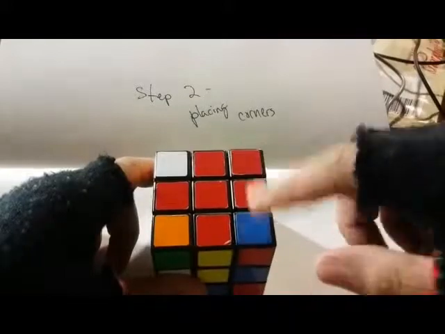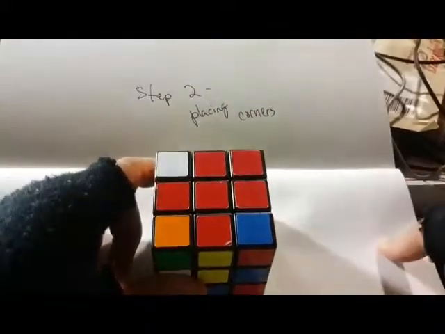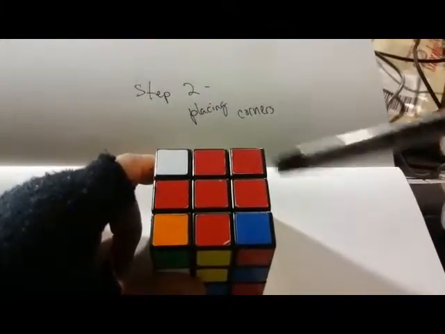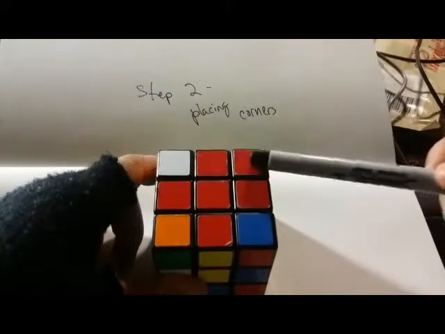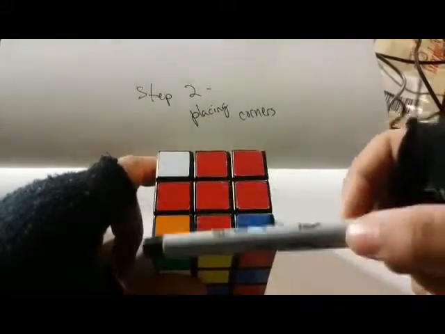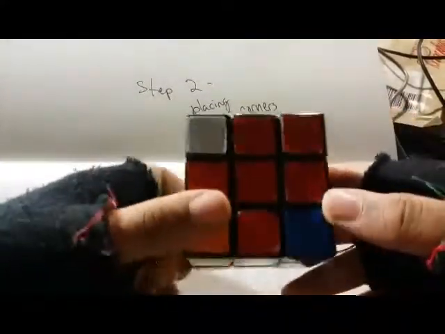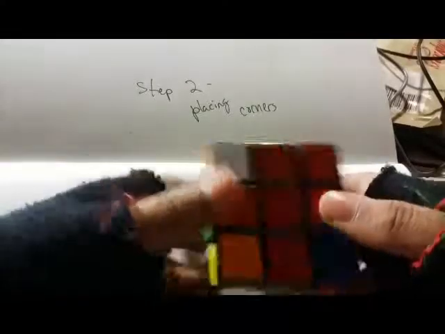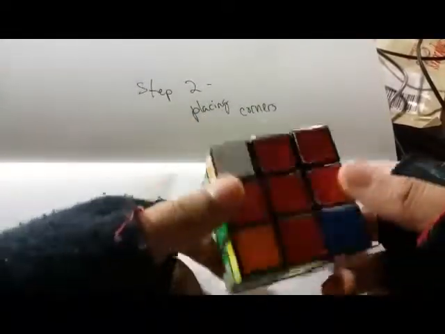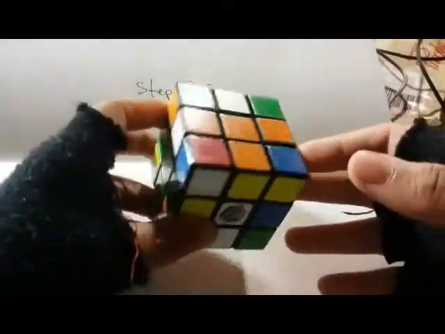Step 2, placing the corners. This is a very important part of the video, because placing the corners is the second step. And if you don't place your corners right, you're going to end up really weird, and it's not going to be partially solved. And a lot of people are just impressed by just having one side of the puzzle solved. So, what you're going to want to do is look around the cube for the rest of the corners.